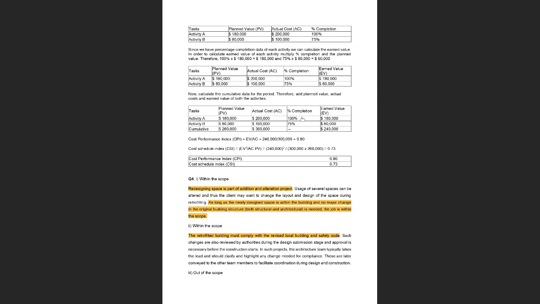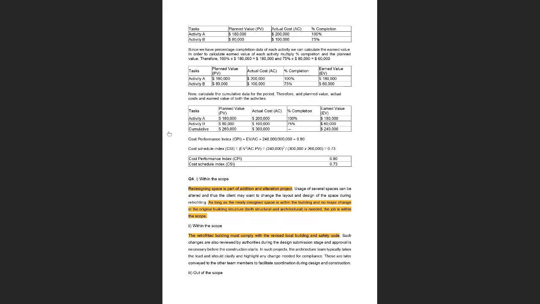Now we have to find the earned value for these individual activities. So in the first case, 100% is completed. So 100% of the total budget to completion, or in other words, in this case, it is the same as the planned value. So it's 180,000. And for activity B, 75% is completed. So 75% into total budget to completion will give you 60,000. And now for the entirety of the project, you just add up both these planned values to get the total planned value for the project, both actual costs to get the total actual cost of the project, both earned values to get the total earned value of the project.